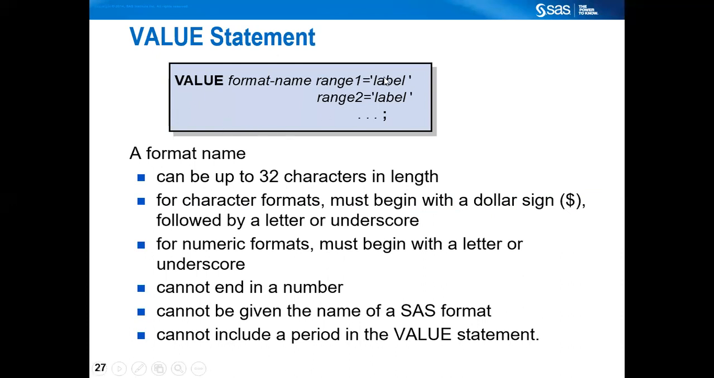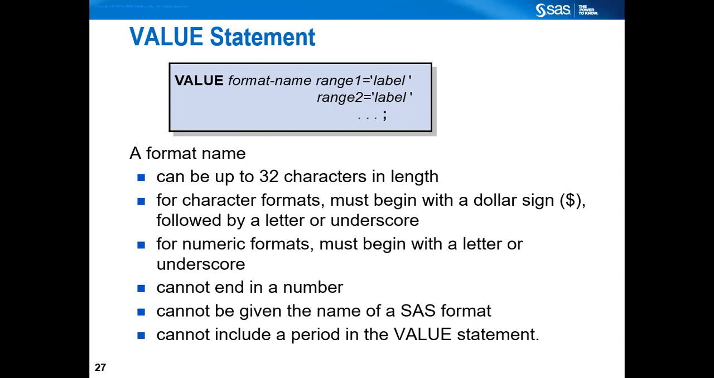It's telling that the label which we are applying on the original value should not be more than 32 characters long. For character formats, the name of the format should always begin with a $ sign, followed by a letter or underscore. Numeric formats must begin with a letter or underscore. It cannot end in a number, and cannot be the same as an already existing SAS format. And in a VALUE statement, your format name never ends with a period. All good? Understood?